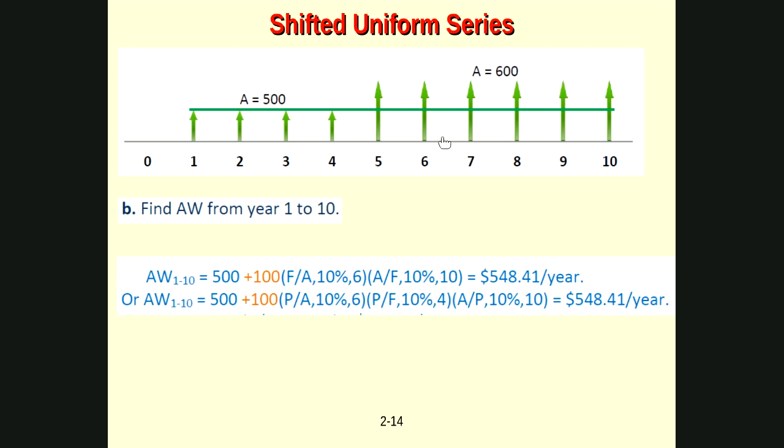But since there was a value here different than the 500 from 1 to 10, it was added on the years 5 to 10. We needed first to eliminate that difference. We need to eliminate that difference. And that's what we did in these two solutions. Is it clear?